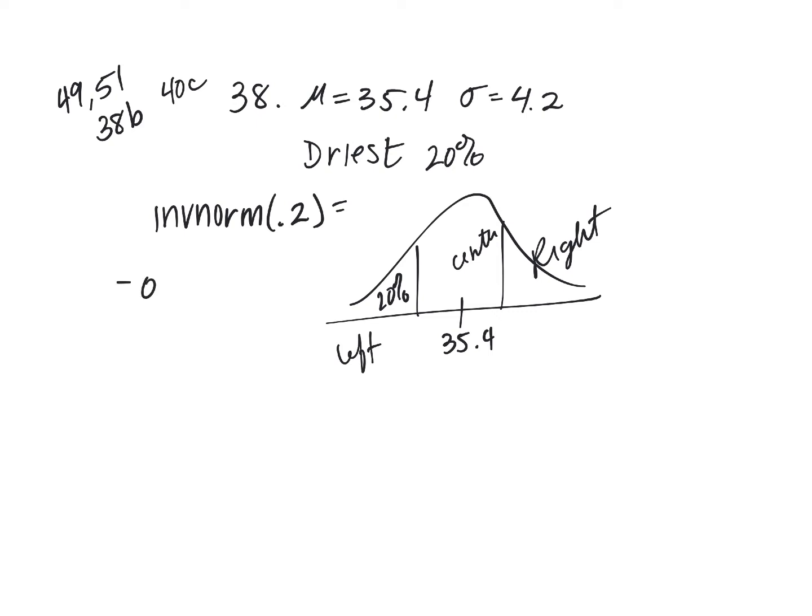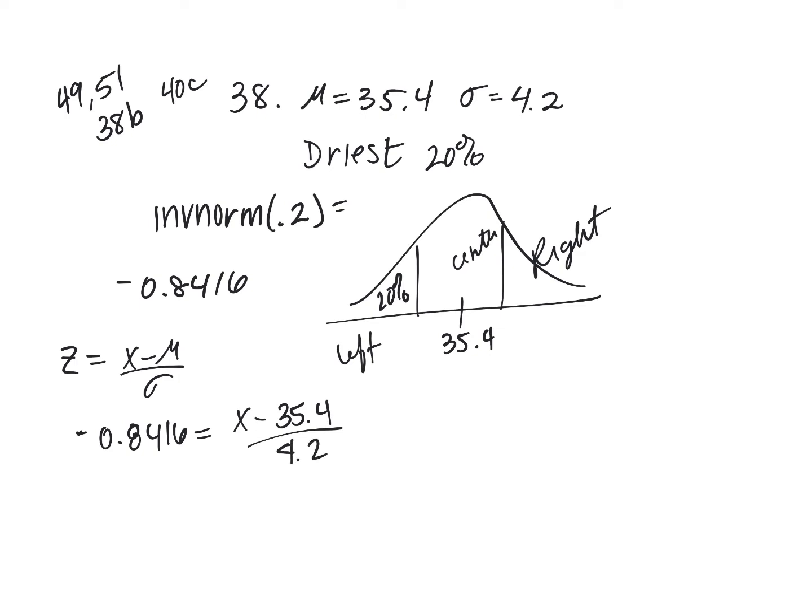So inverse norm 0.2 is negative 0.8416. And then we plug it into my z-score formula, x minus mu over sigma. So negative 0.8416 equals x minus 35.4 over 4.2. We're talking about a single year, how much rain falls in the driest of those years. So we'll multiply by 4.2 and then add 35.4. So I get x equals 31.87.